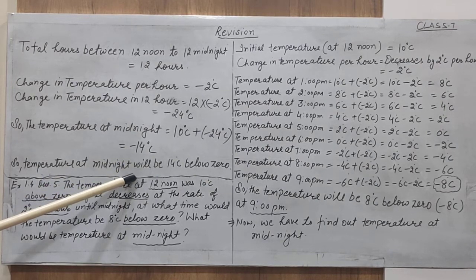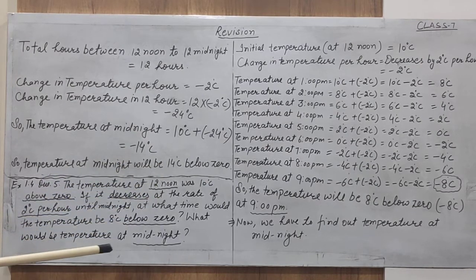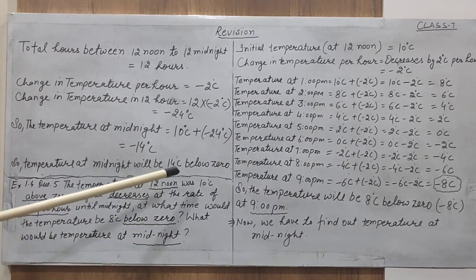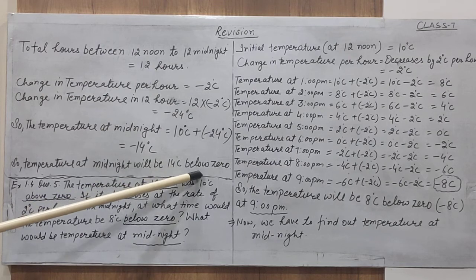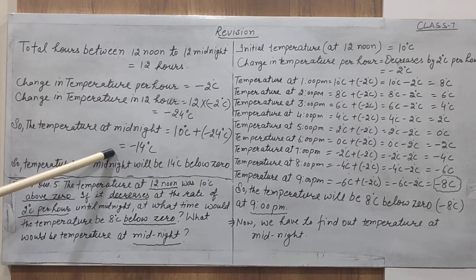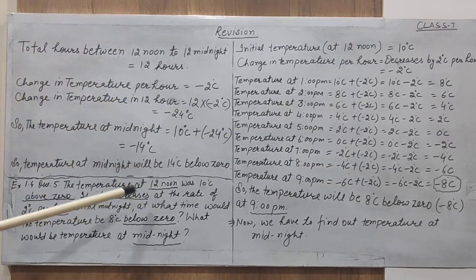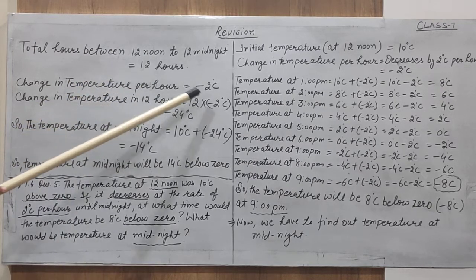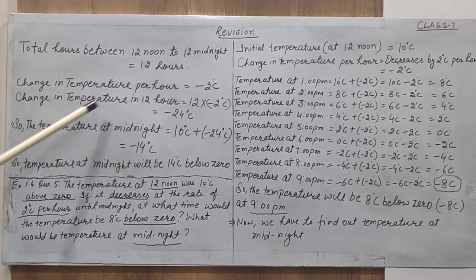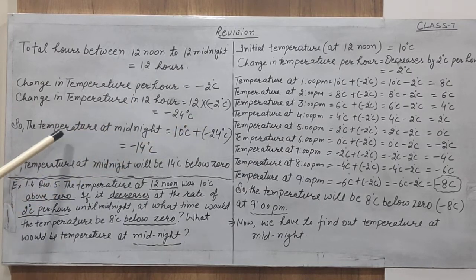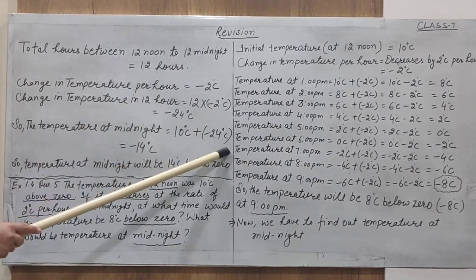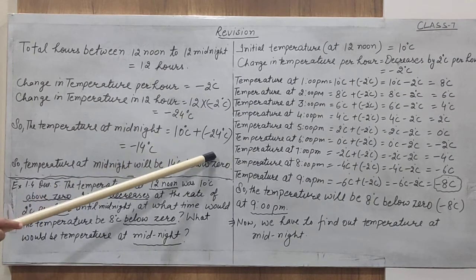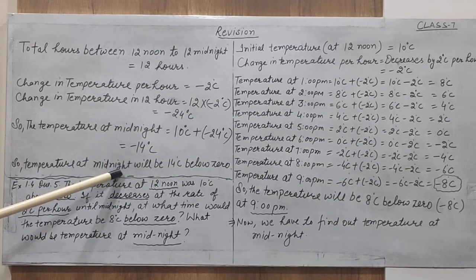Below 0 means minus 14 degree Celsius. So you can write the answer like this, because the question is what? What would be the temperature at midnight? Temperature is 14 degree Celsius below 0, or we can write minus 14 degree Celsius. This is the method to find out the temperature directly if we know the total hours and decrease of the temperature per hour. So we can find out the total decrease, and by adding initial and decrease, we can find out the temperature at 12.